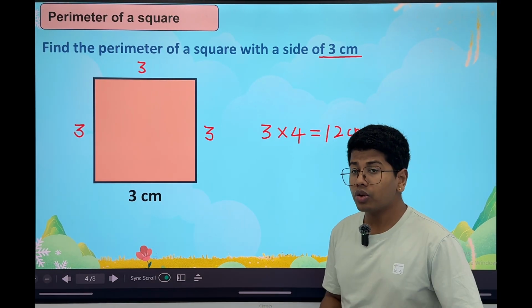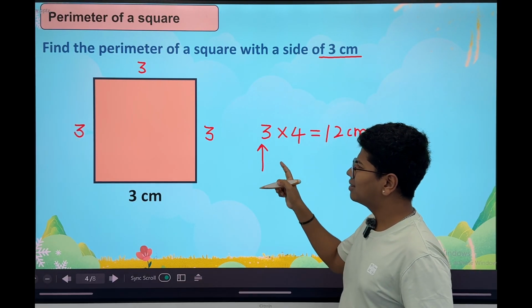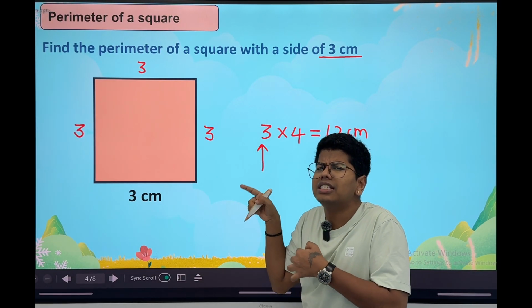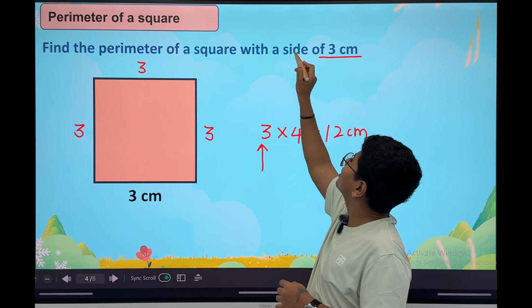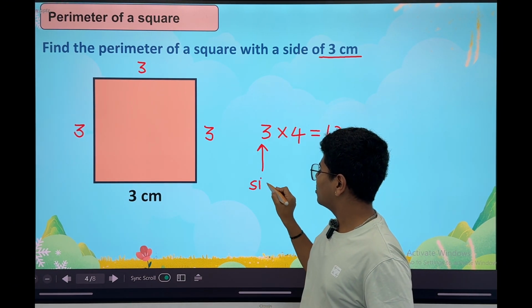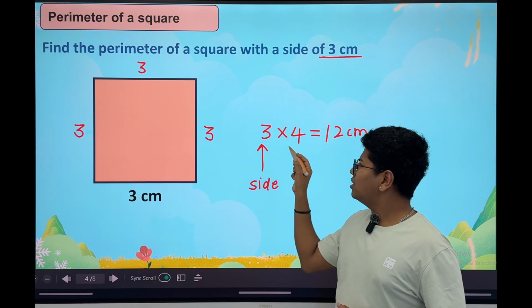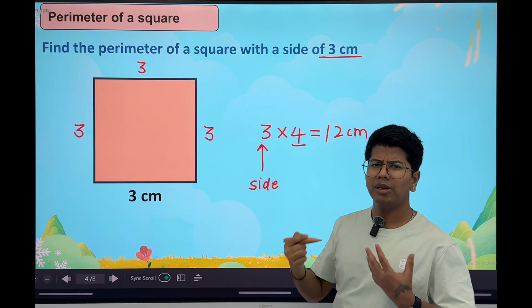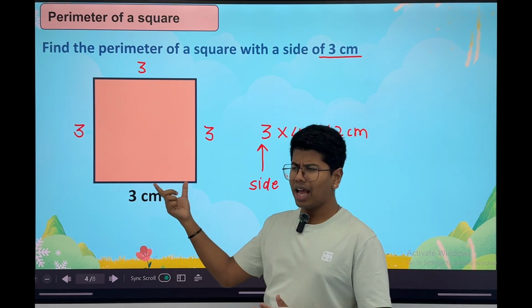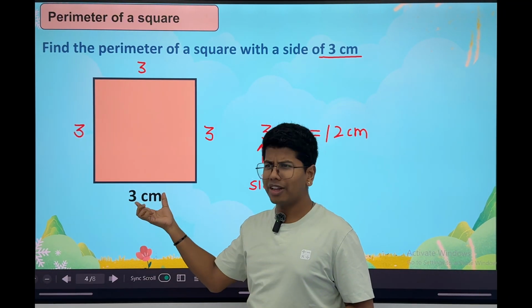Now let's just focus on all the numbers written here. This 3, what does this 3 represent? From where did we get this 3? Oh, this 3 is just the side. So here I will write down this 3 representing side. How about this 4? Can this 4 in this part be changed? Let's say next time one side is 6. So we can just take 6 times 4. What if it's just 10?